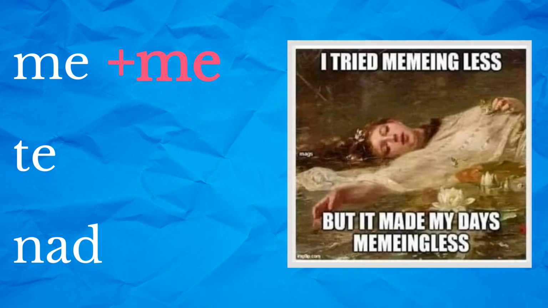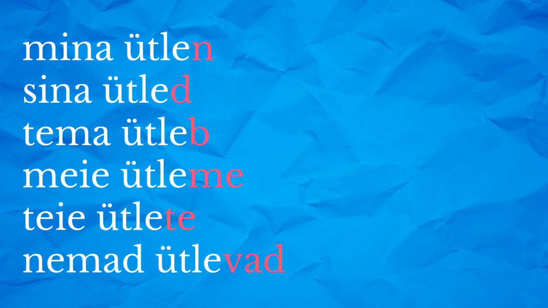For meie or me, add me. So literally a meme. For teie or te, add te. Same thing. For nemad or nad, add vad. Nad and vad rhymes, so that's how I remembered it. So here we have all conjugations for the present tense.